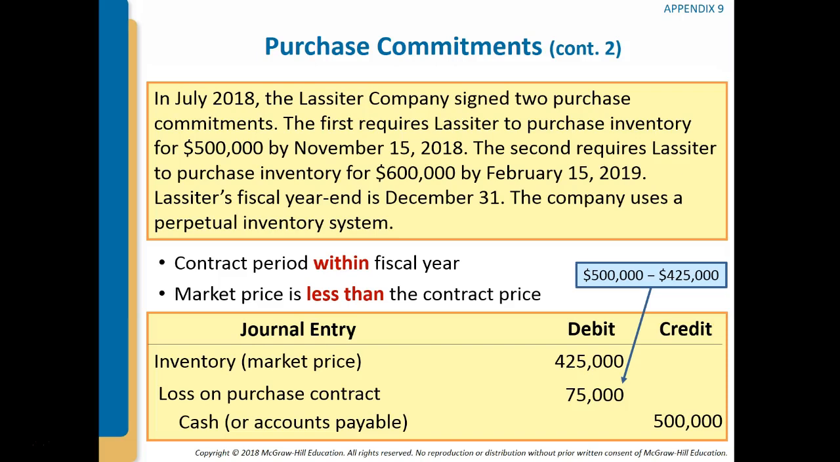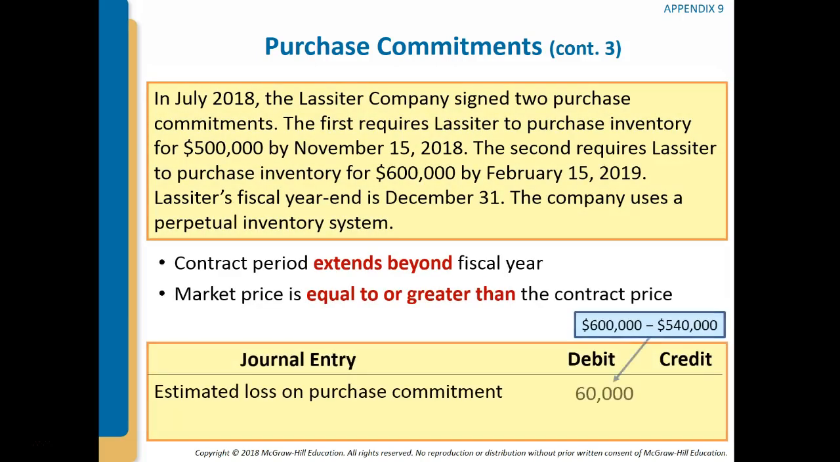So for example, if the market price is $425,000 at the time of acquisition, Lassiter still has to pay $500,000, the contract price, and the inventory is recorded at the market price of $425,000. The difference of $75,000, $500,000 of cash paid less the $425,000 market price, is recorded as a loss on the purchase commitment. The objective of this treatment is to associate the loss with the period in which the price declines, rather than with the period in which the company eventually sells the inventory.